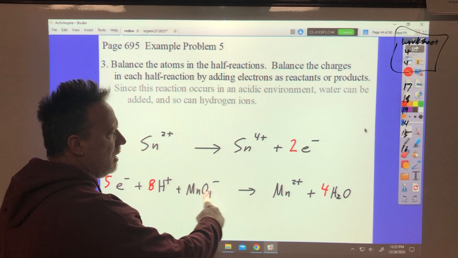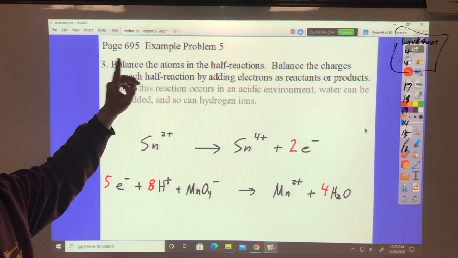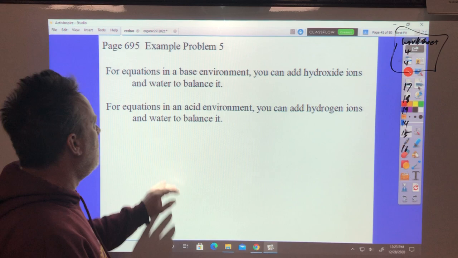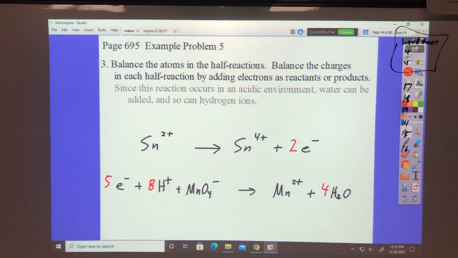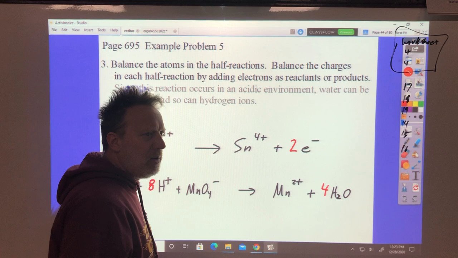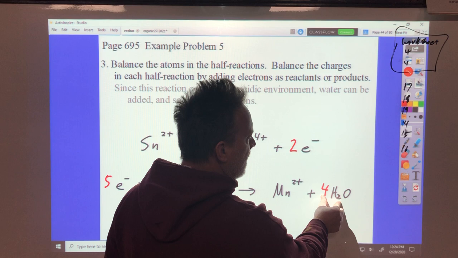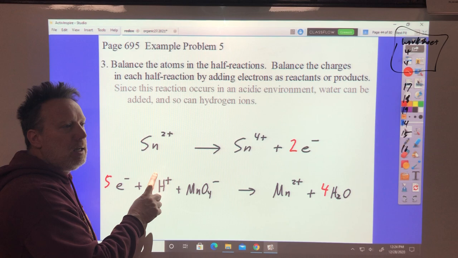Here's where that came in, as I'm in an acid environment. I'm in an acid environment, so I can add hydrogen ions where I need them. I can add water where I need them. So I've got one manganese, counting atoms here. Four oxygen. I need oxygen over here, and the only way you can get it in there is to put water. And when I put four waters in here, I get eight hydrogen atoms. So I can add eight hydrogen ions.